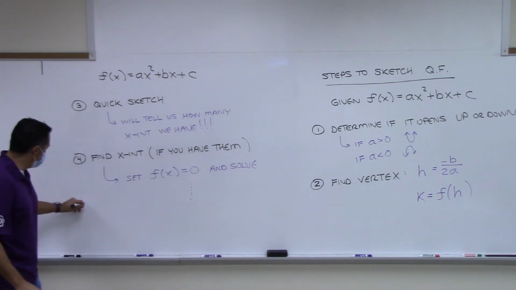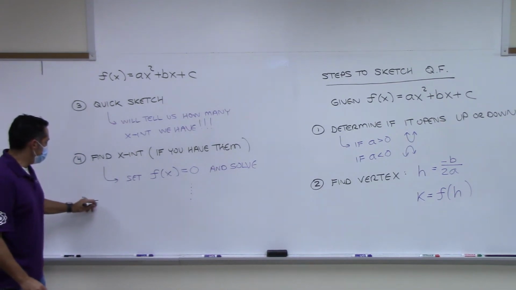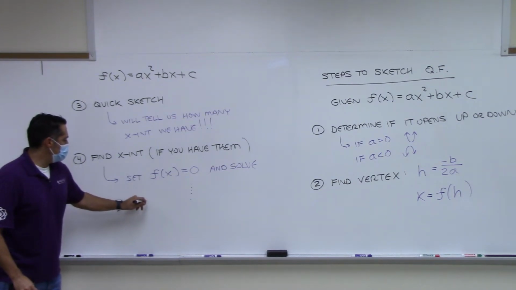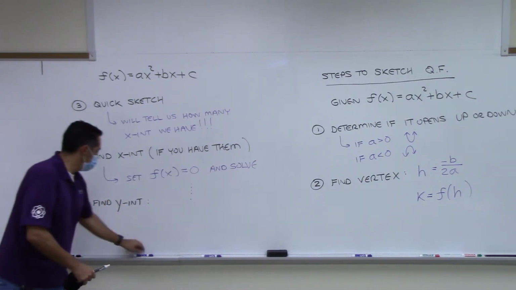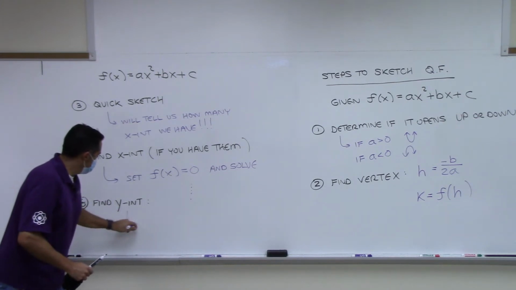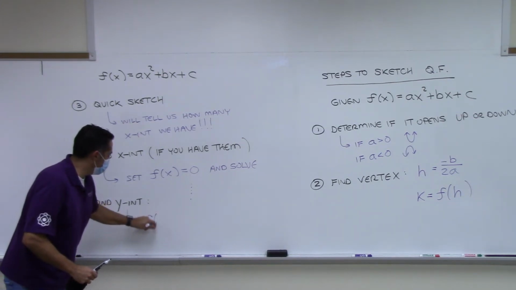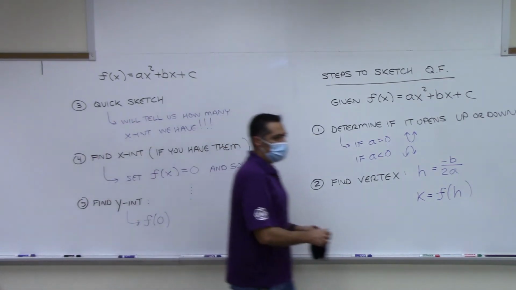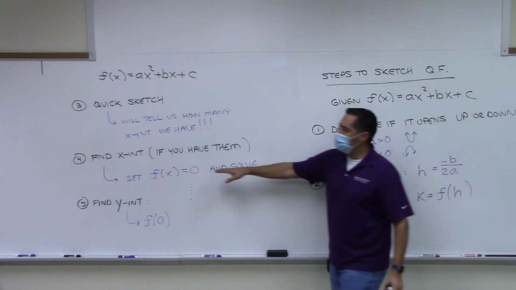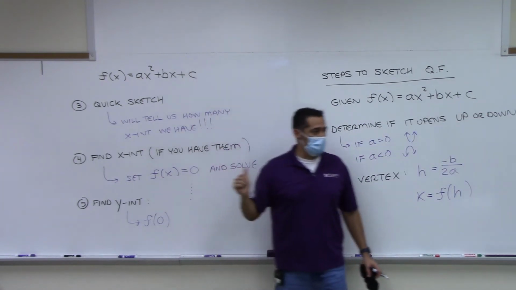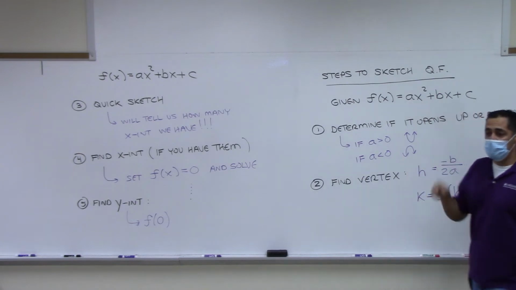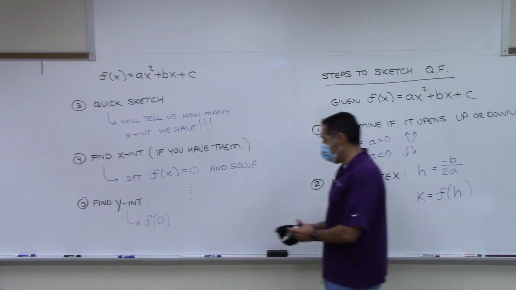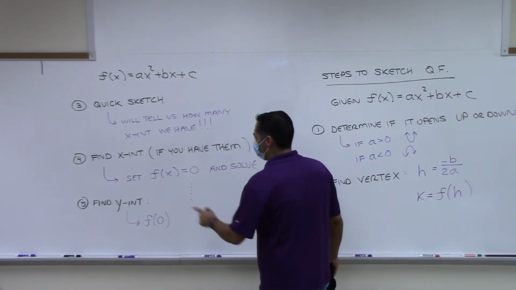Step 5, find the y-intercept. And to find the y-intercept, all you do is plug 0 into the function. Okay? That's different than step 4. Step 4 says you take the entire function and you set it equal to 0. Step 5 says you take 0 and plug it into the function. That's always a very easy step, I guess. Students don't have trouble with step 5.